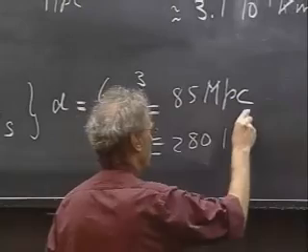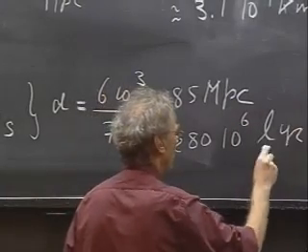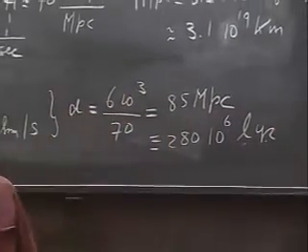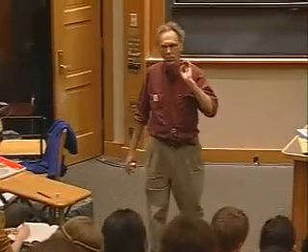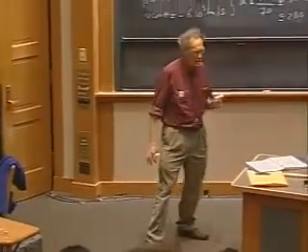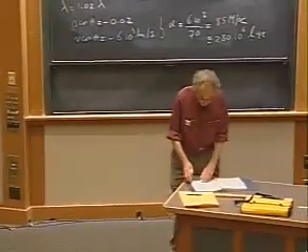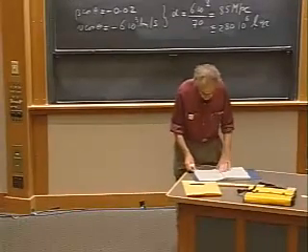280 million light years. I will abbreviate that LJR. It means that the light that you were processing on the ground was emitted by that galaxy 280 million years ago. In astronomy, we look back in time.